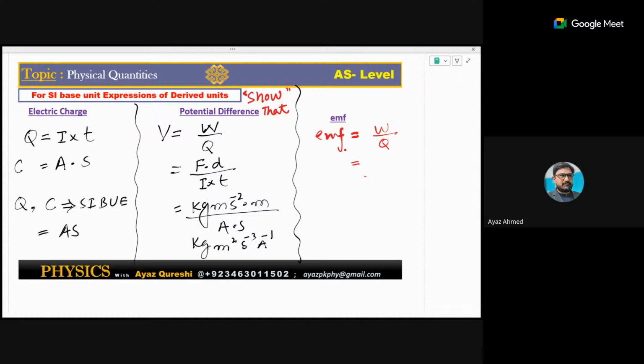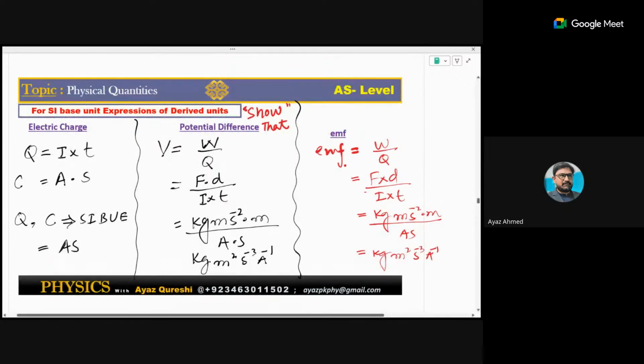So again, in show type questions, you will do the same, F into D divided by I into T, and again kg ms minus 2 into m divided by ampere second, and that will give you kg m square s minus 3 A minus 1. Simple. Is it all clear? Yes, sir. Clear. One more thing from here, that potential difference and EMF have the same SI base units. Is it? Yes, good.